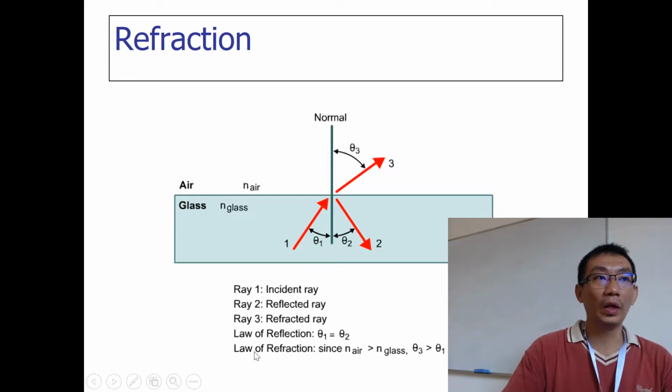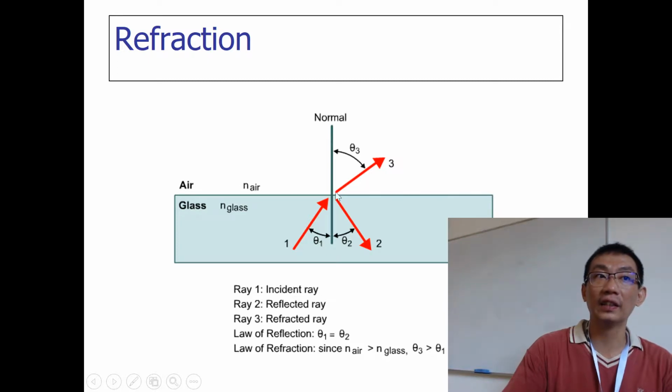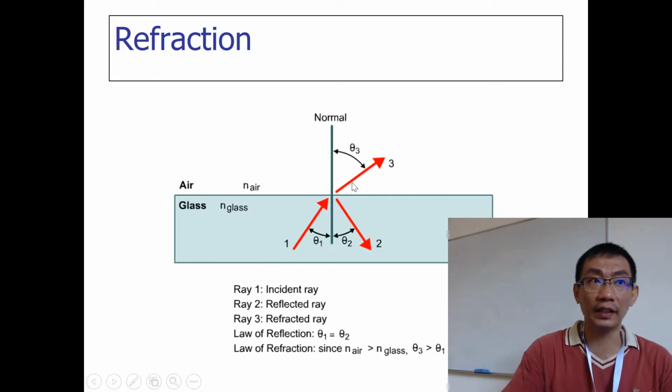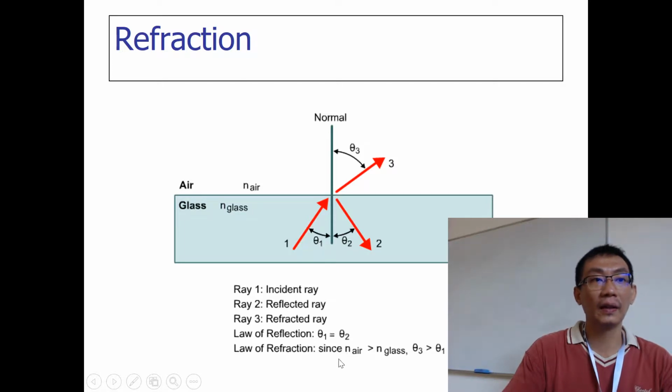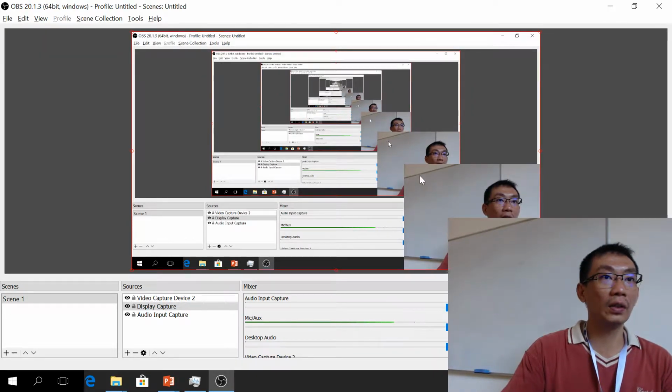Then you talk about refraction. Refraction means that when you put a light source from the glass to the air, some of the light will be reflected, some of the light will go out, refracted. So you can see over here, some of the light will be reflected. If the refraction index of air is less than the glass, then theta 3 will be more than theta 1. So let me explain it on the board a bit.